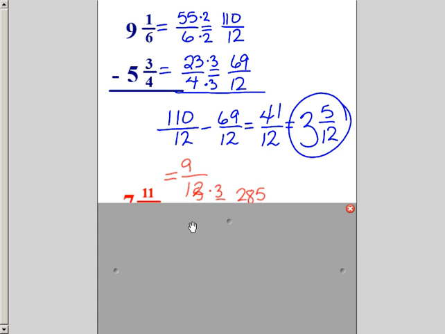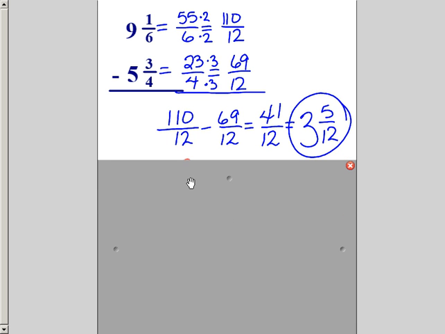All right. For the first one, I got 55 sixths minus 23 fourths. When I found a common denominator of 12, that gave me 110 twelfths minus 69 twelfths. 110 minus 69 was 41, so I get 41 twelfths. 12 goes into 41 3 whole times with 5 left over, so I get 3 and 5 twelfths.